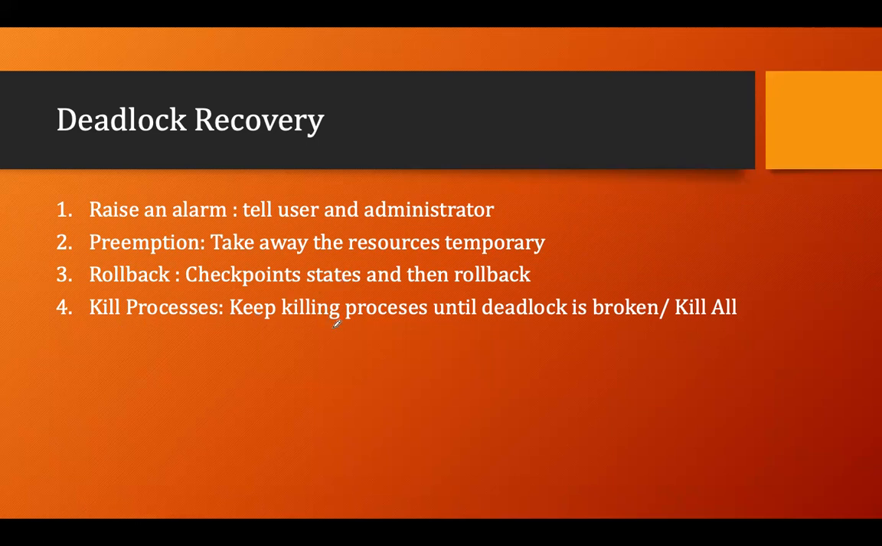Kill process: keep killing processes until the deadlock is broken, or kill all. This is another way. I can kill all the processes which are involved in the deadlock, or I can kill them one by one and see whether I am in the deadlock or not, right? So these are the four ways we can recover from the deadlock. This is called the deadlock detection and recovery process.